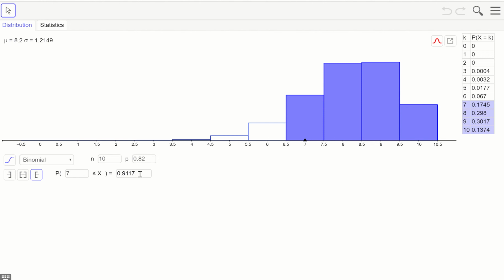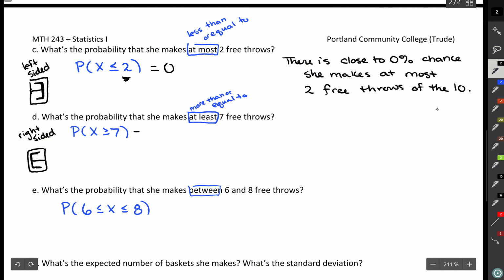And what we'll see is this is a 0.9117, and then visually you can double check that it is finding the area that you want to. We do want this probability of being at 7 or larger. And what it's doing is it's adding those probabilities together for us. So that's a 0.9117. So there is a 91.17% chance she makes at least 7 of the 10 free throws.